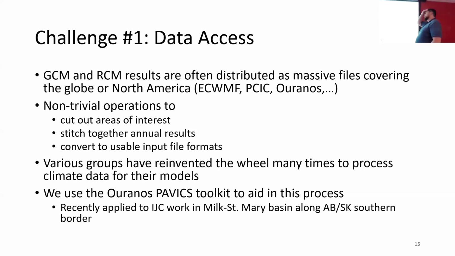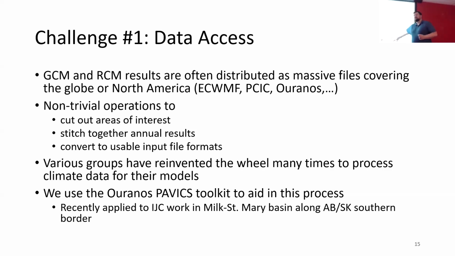We often have the issue where GCM and RCM results are issued as massive files covering the entirety of North America or the entire globe. And we want to use them to represent a small drainage area in Southern Ontario. And so we have to download this giant mega file or mega files, stitch them all together, cut out our area of interest, and convert it into something usable by the model. And so each and every consulting agency in North America has reinvented the wheel doing this. Every university research group has their own workflow for doing this.